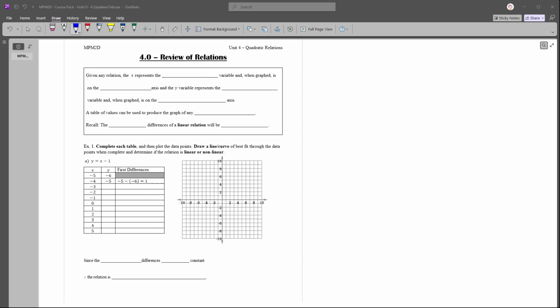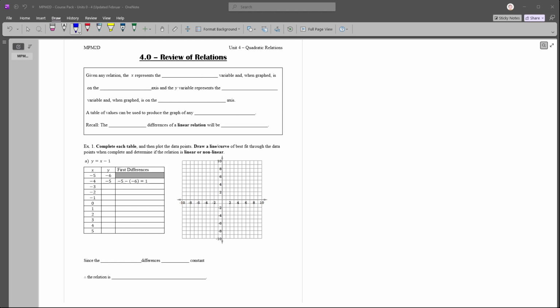So this unit is called Quadratic Relations, and it's really a discussion about quadratic expressions. We're going to learn how to graph them, how to analyze them, and basically learn how to solve problems using these quadratic expressions. But before we do that, we need a little bit of prerequisite knowledge. So let's start off with the basics.